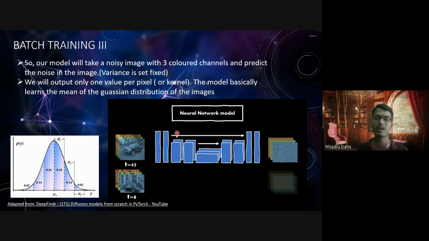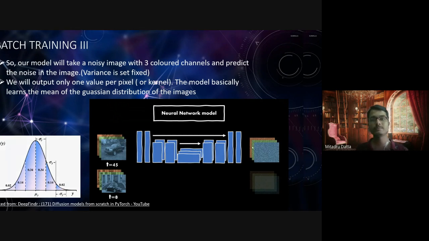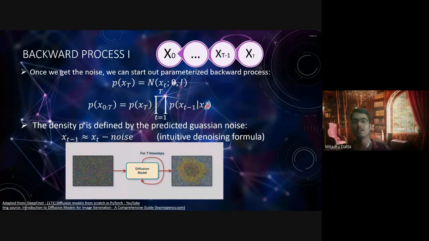From the self and cross attention, as I told you, it would also predict how much noise we should subtract, and it would also take information from previous timestamp images or maybe future timestamps of other images. Then it would get a value of the noise, the mean of the Gaussian distribution, and then it would subtract that to get a final image. So we will see how this backward process works.